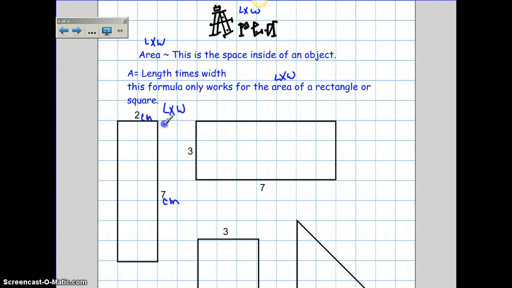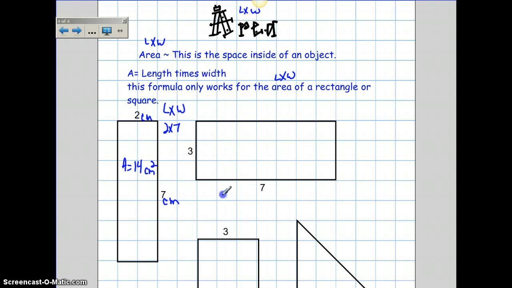So, 2 times 7. From my basic facts, 2 times 7 is 14. If I count 1, 2, 3, 4, 5, 6, 7, 8, 9, 10, 11, 12, 13, 14, there are 14 squares inside of this rectangle. So 14 is going to be my answer. The area equals 14, and this time I'm going to put centimeters squared, because when you're dealing with area, you're dealing with square centimeters.